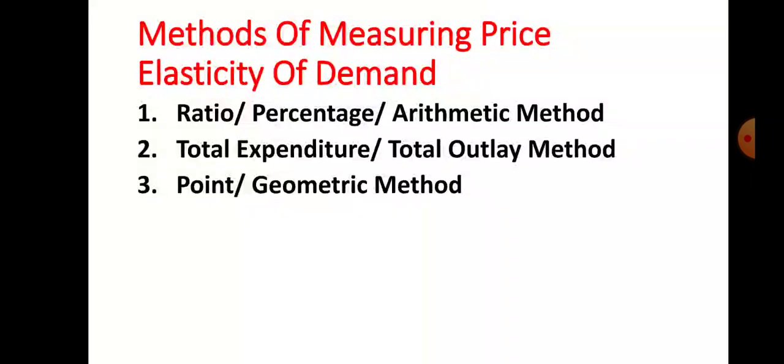Now a very important topic in this chapter is methods of measuring price elasticity of demand. How to measure price elasticity of demand? There are 3 methods. Number 1 is the ratio method, also known as the percentage method or arithmetic method. Second, the total expenditure method, also known as the total outlay method. And number 3, the point method, also known as the geometric method.